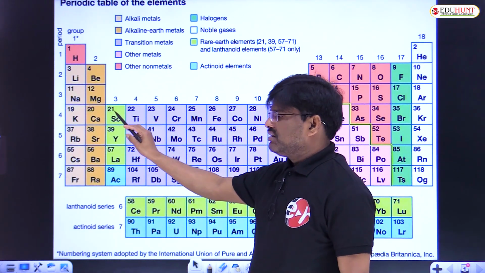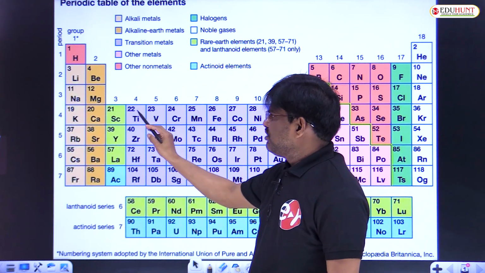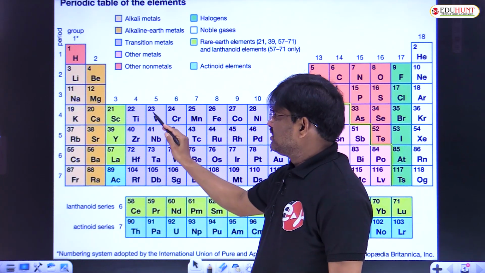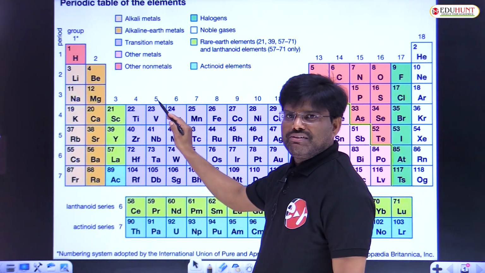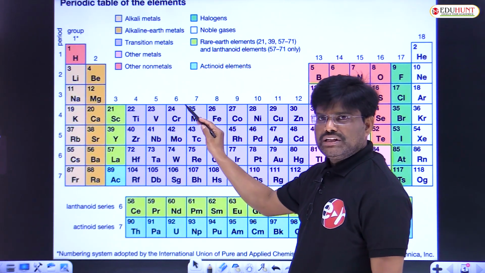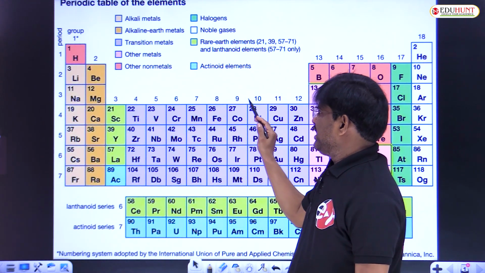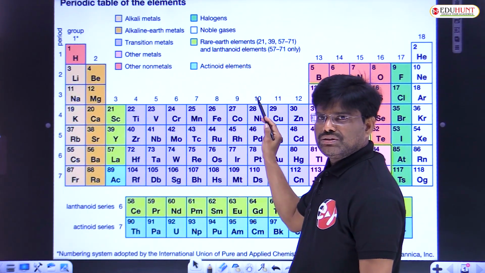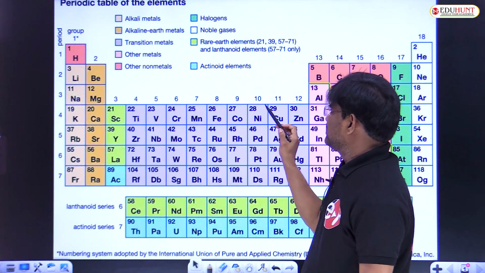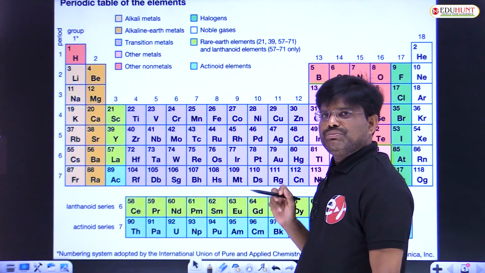The third group means third B group. This is the fourth B group, that means the 14th group. This is the fifth B group, this is the sixth group, that is sixth B. Seventh group, seventh B. The 8th, 9th and 10th groups, these three groups belong to 8th B. The 11th group is first B group, and the 12th group is second B group.